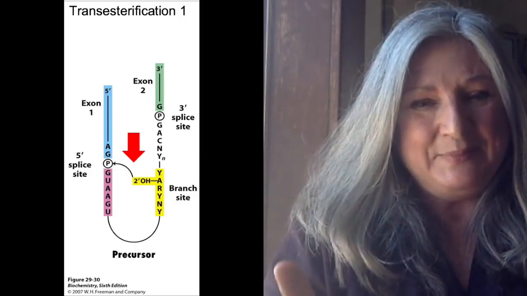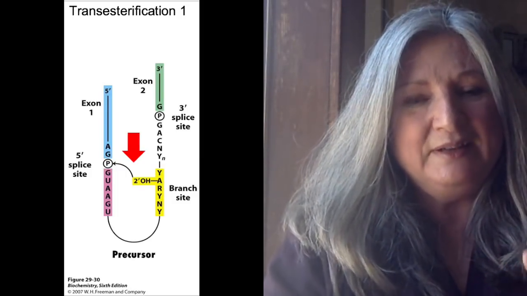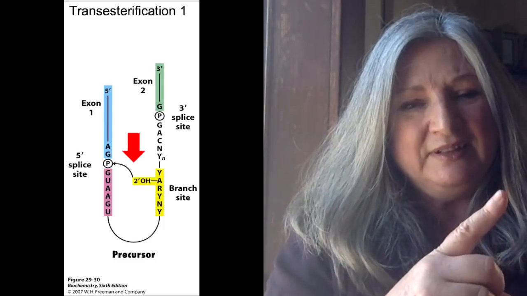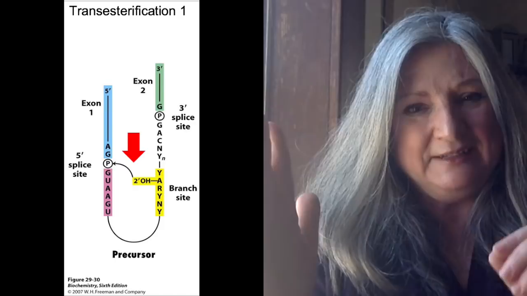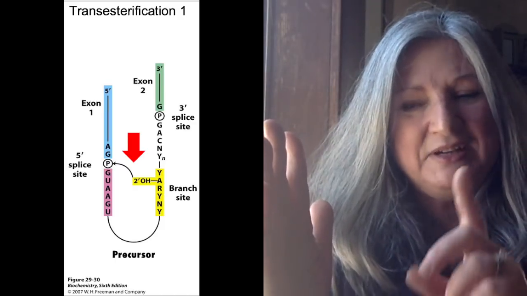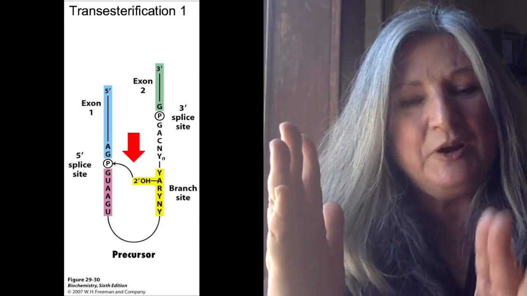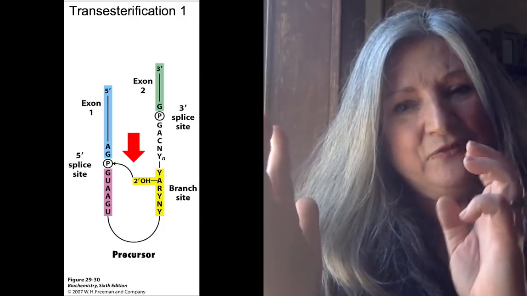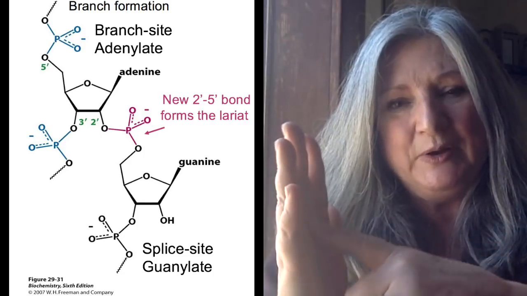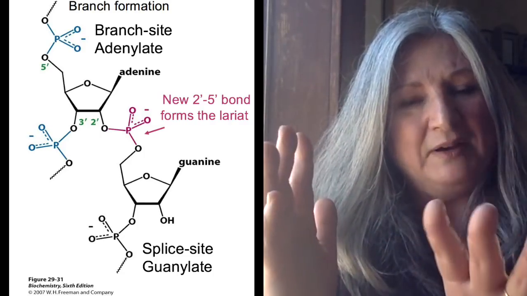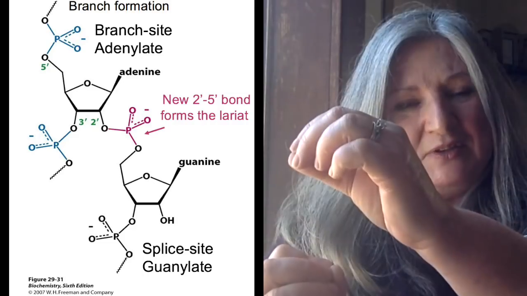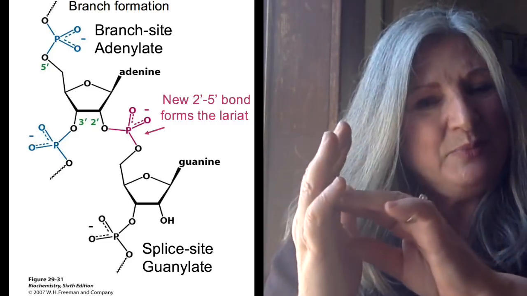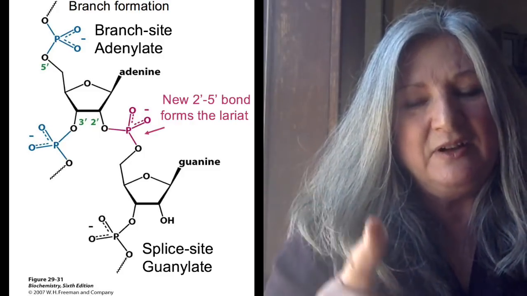So what happens? The first thing that's going to happen is that adenylate branch site is going to make a nucleophilic attack on the 5' splice site. But it's a very strange thing that happens actually. The 2' hydroxyl is going to make that nucleophilic attack and form a phosphoester bond to that guanylate. So we're going from one phosphodiester bond to another one. But this one that's made is being made to the 2' hydroxyl on that branch site.